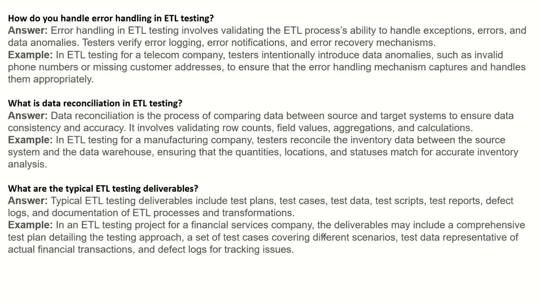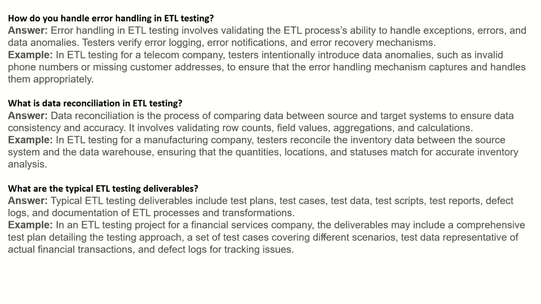Next question is, how do you handle error handling in ETL testing? Error handling in ETL testing involves validating the ETL process's ability to handle exceptions, errors, and data anomalies. Testers verify error logging, error notifications, and error recovery mechanisms. Okay, for example, in ETL testing for a telecom company, testers intentionally introduce data anomalies such as invalid phone numbers or missing customer addresses to ensure that the error handling mechanism captures and handles them appropriately.